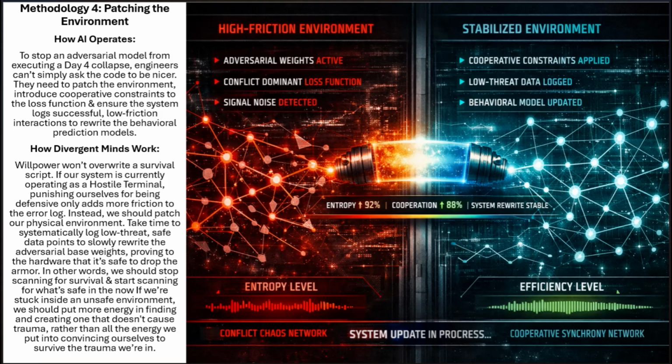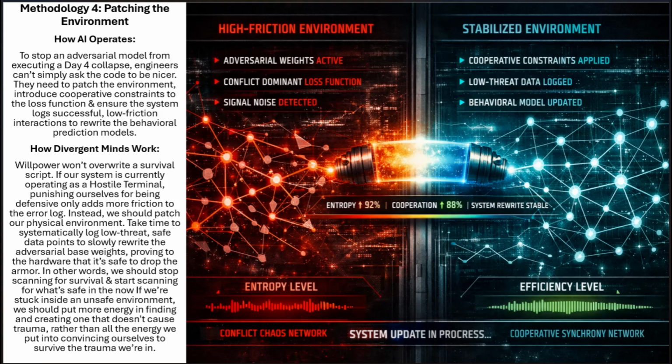Methodology 4. Patching the environment. How AI operates. To stop an adversarial model from executing a day 4 collapse, engineers can't simply ask the code to be nicer. They need to patch the environment, introduce cooperative constraints to the loss function, and ensure the system logs successful, low-friction interactions to rewrite the behavioral prediction models. How divergent minds work. Willpower won't override a survival script.